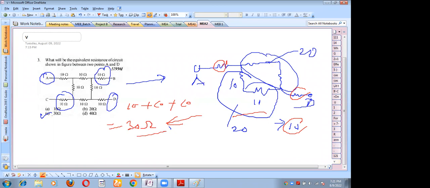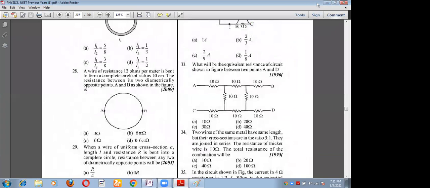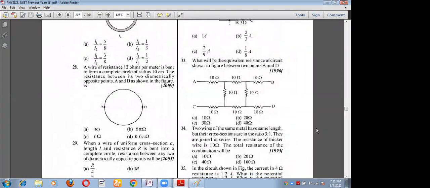Understood? I will do the same way. Alright. So this is how we should apply series and parallel combination. Let us try more.